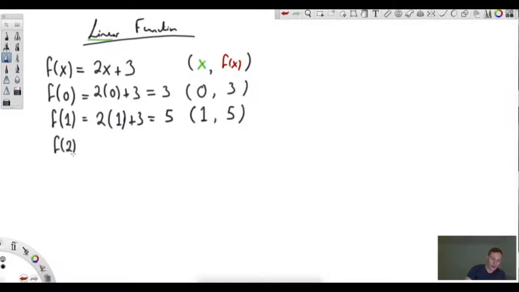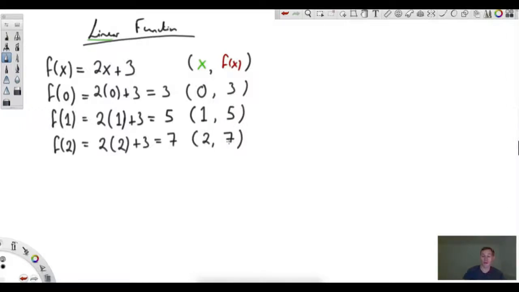Okay, so f of 2, this is 2 times 2 plus a 3. 2 times 2 is a 4, and then 4 plus a 3 is a 7, so then we end up getting 2 and 7. Okay. Now, before we move on to the next example, we can see a pattern coming about here. In our input numbers, each time it's going up by 1, and our output numbers, each time it's going up by 2.